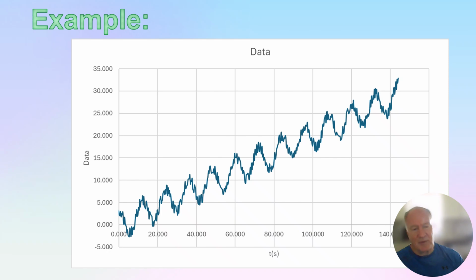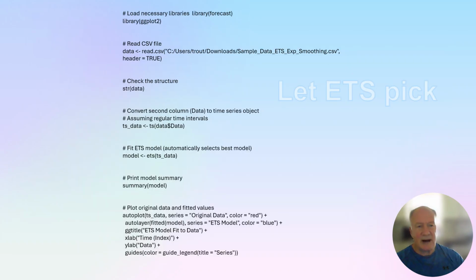So let's look at an example. Don't forget this is a review from chapter 8, so we're using exponential smoothing. Here we see something that clearly has a seasonality and a trend. So we can go ahead and load the library forecast, and I'm going to load the library ggplot.